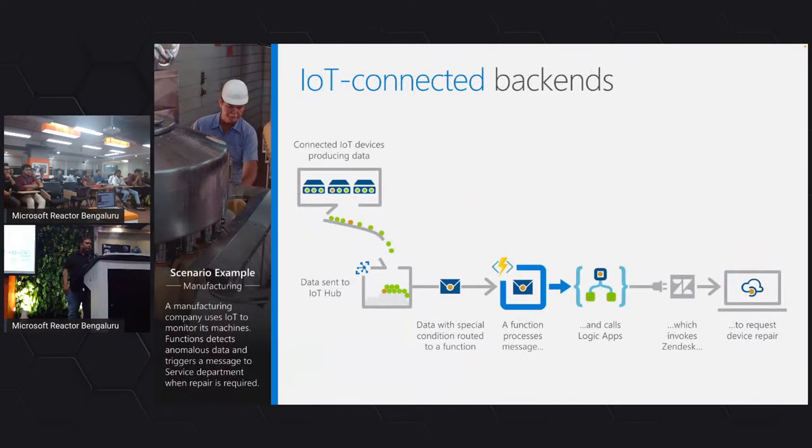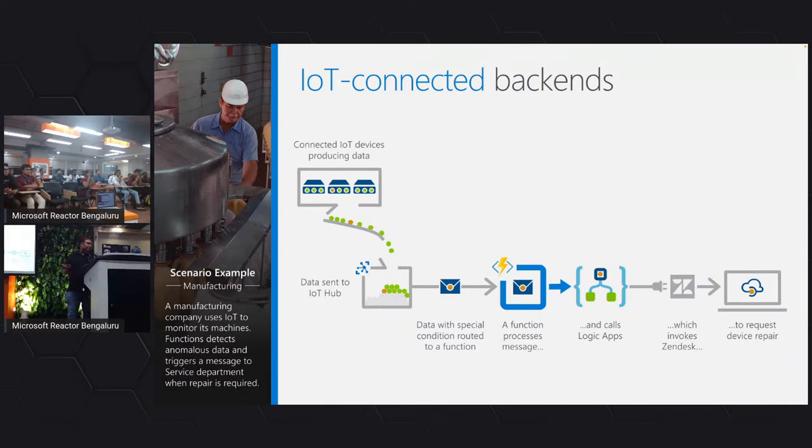Similarly, in the manufacturing industry, there is anomaly detection happening. There is an IoT hub sending in data, and at some condition, the function gets triggered to send a message to the person who is supposed to fix those problems.